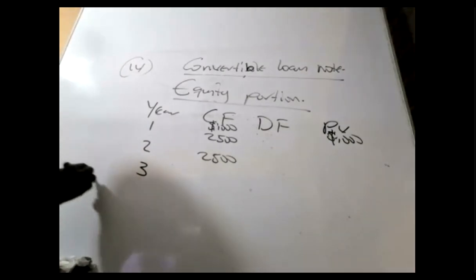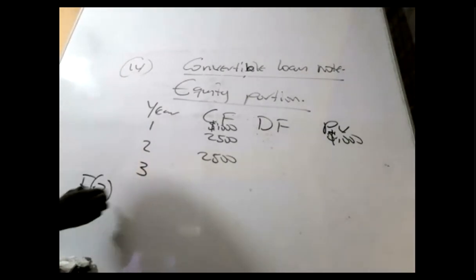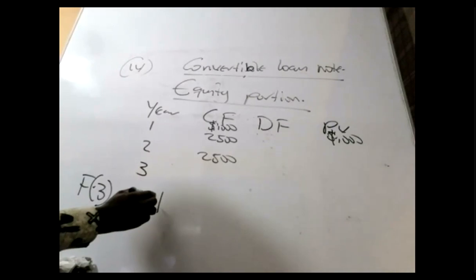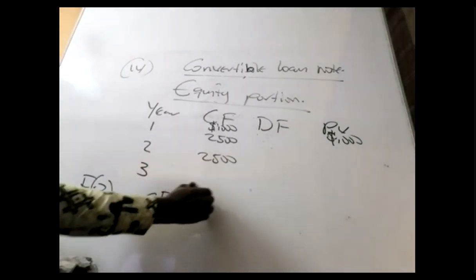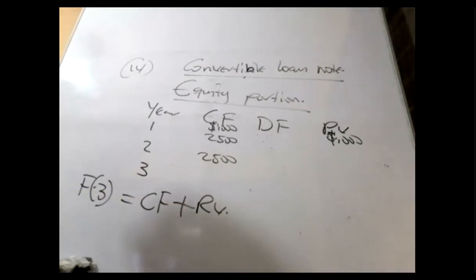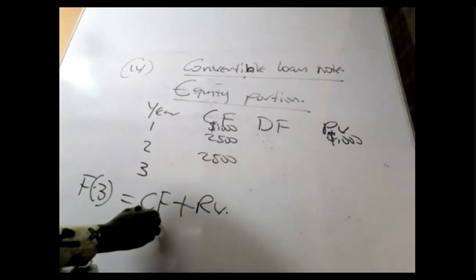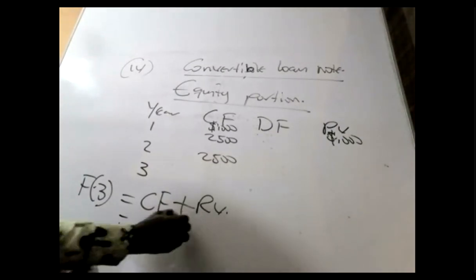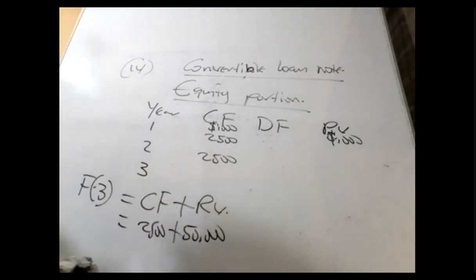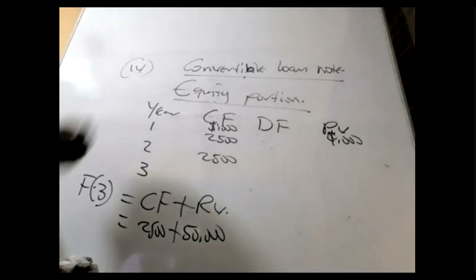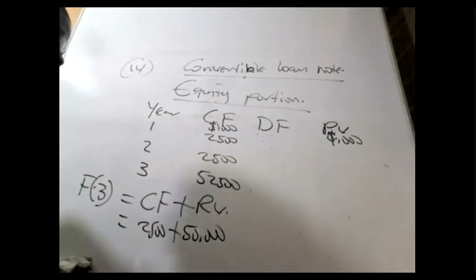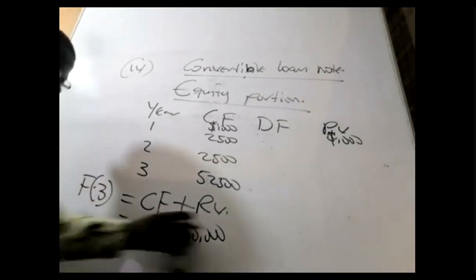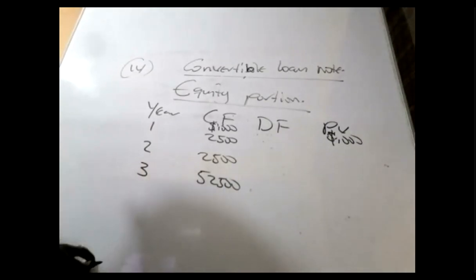So final year, bracket here, 3, is equal to the cash flow plus the redemption value. Here the cash flow is 2,500 plus the redemption value, which is 50,000. That's the par value. We're informed that it will be given at par. So that's 52,500. That is all.